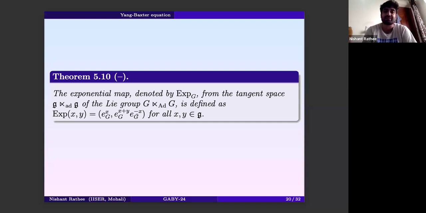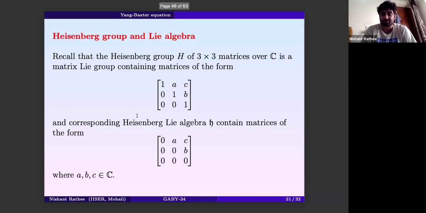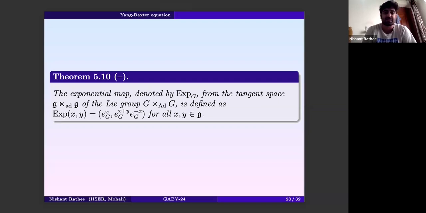There are some certain properties it satisfies, and the differentiation of the one-parameter subgroup at the identity is x, something like that. You have to prove this, but I'm omitting this proof. This is just direct calculation. Okay, now we have computed the exponential map.